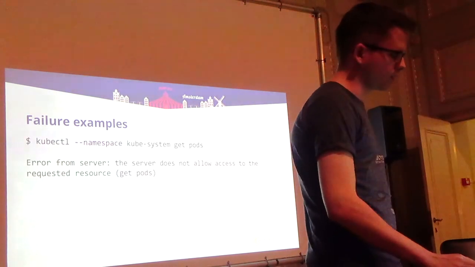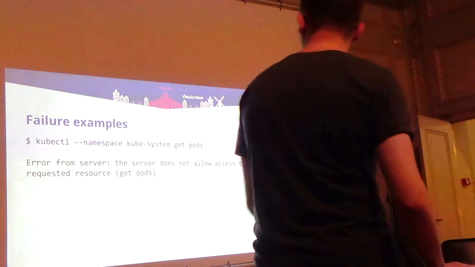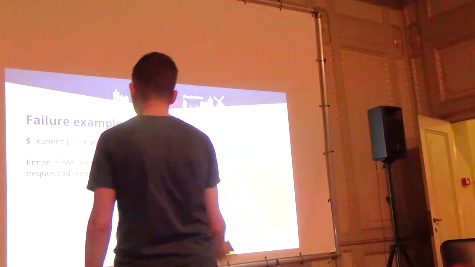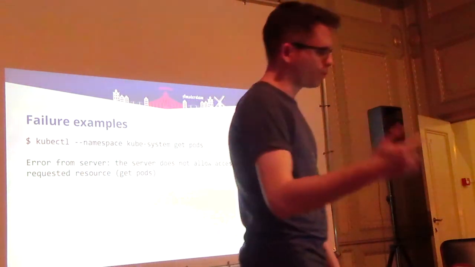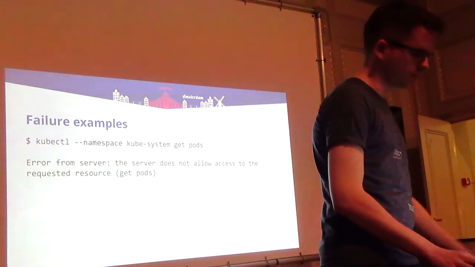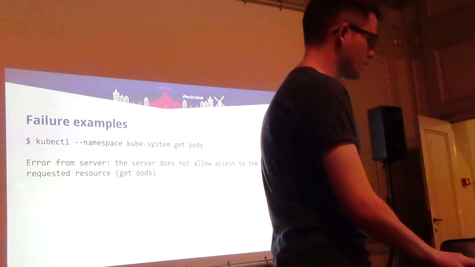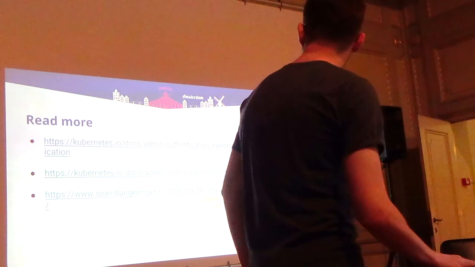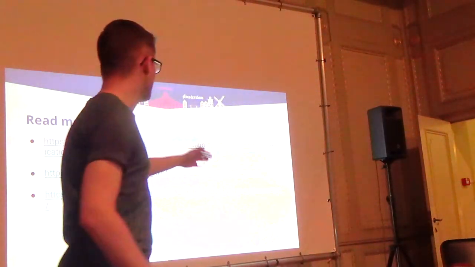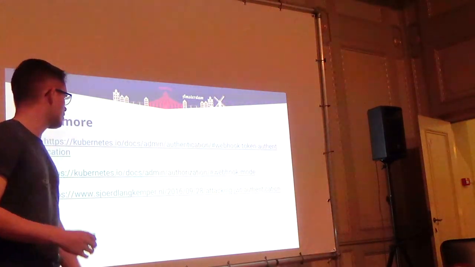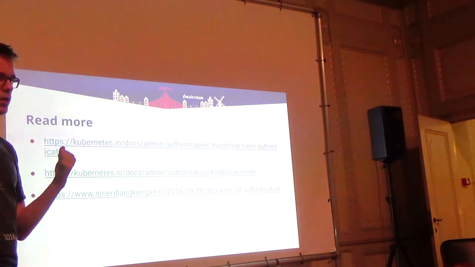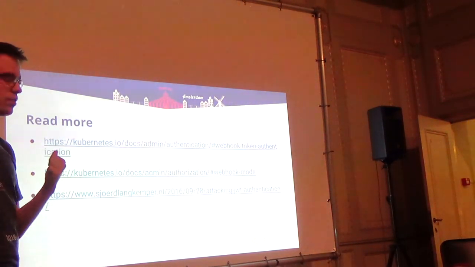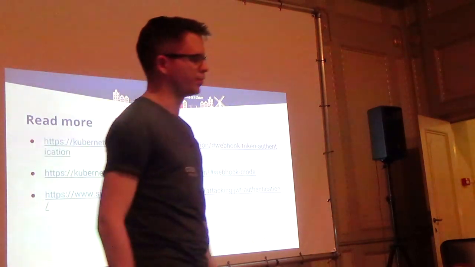What a failure looks like on the command line is as follows. So basically you ask for get pods, it says server does not allow access to requested resource, get pods, fails, and that's the end of it. If you want to read more about webhooks and specifically also about the JSON Web Token authentication I talked about, attacking it more specifically, make sure to read this, because if you implement JSON Web Tokens incorrectly, your system might as well just be open.